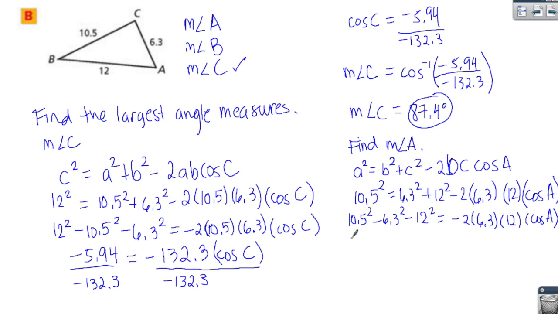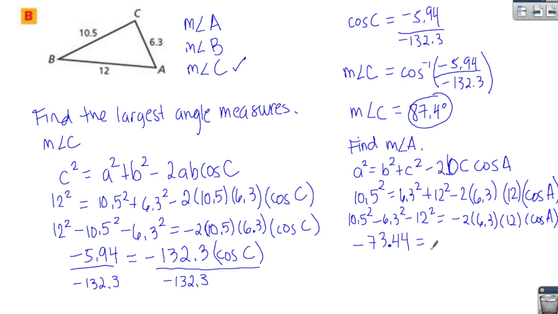So if we try and do this, we can simplify the left-hand side. Go ahead and look for the difference of those squares you were given, and you should have gotten negative 73.44. Again, this is an exact value.